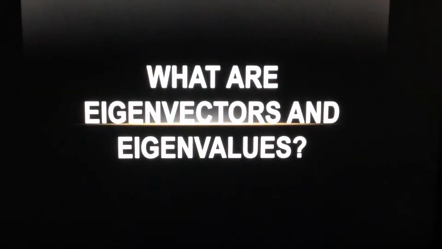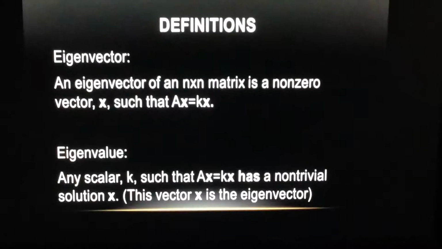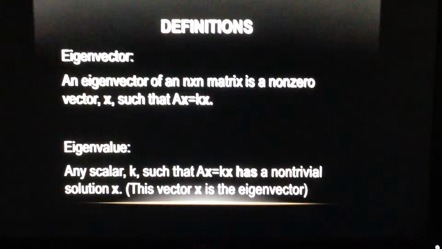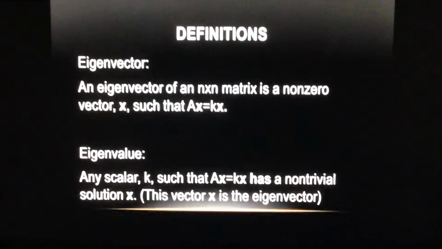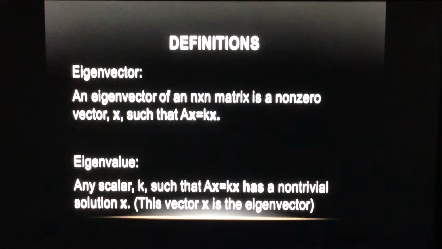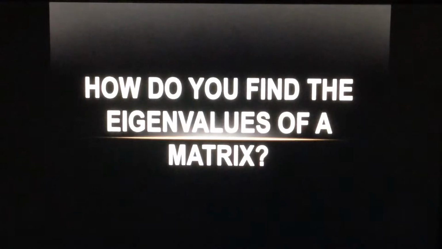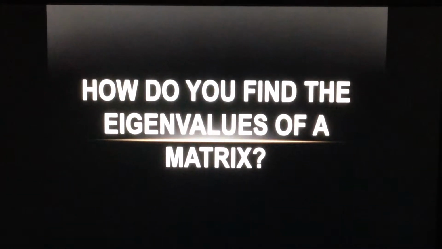So what exactly are eigenvectors and eigenvalues? An eigenvector is a non-zero vector x such that Ax equals kx, and an eigenvalue is a scalar k such that Ax equals kx has a non-trivial solution. So how do you find these eigenvalues?